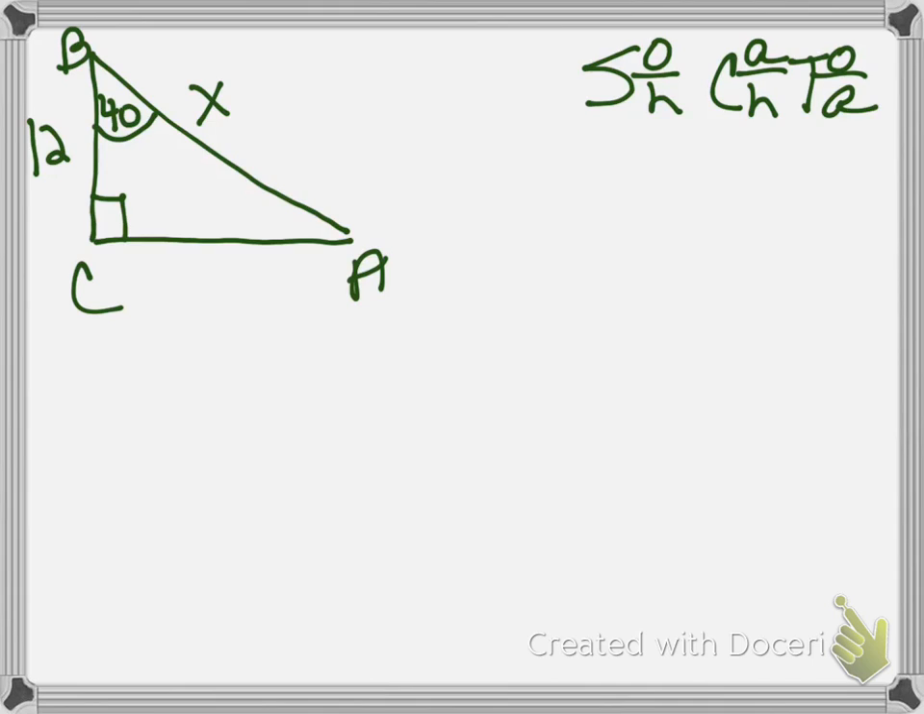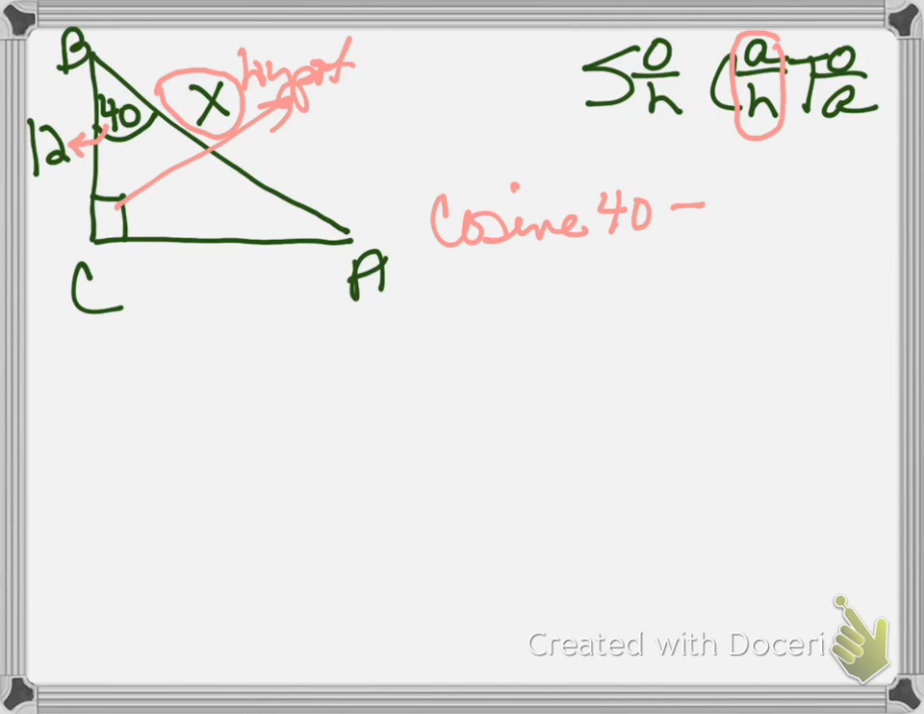From that acute angle's perspective, standing there, I have the adjacent, which is right here next to it, and I need the hypotenuse. Remember, the hypotenuse is always across from the right angle. So adjacent over hypotenuse, adjacent and hypotenuse. I have that combo for cosine. So now I'm going to set up my equation. The cosine of 40 degrees equals adjacent, which is 12, over some missing hypotenuse.